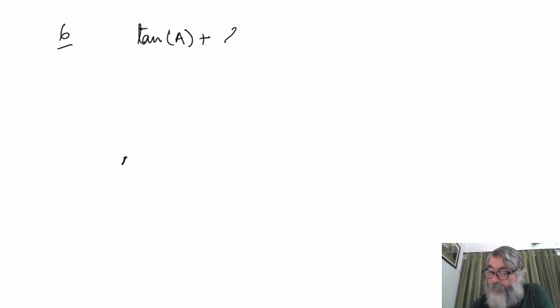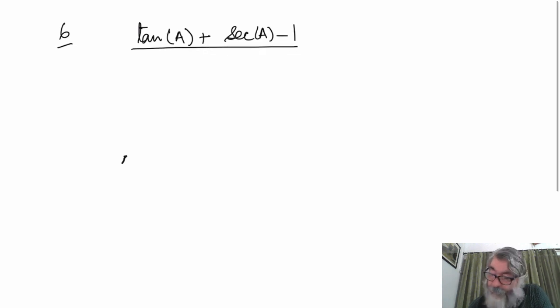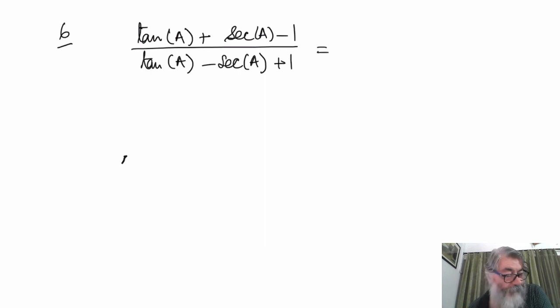What is the sixth question? It is (tan a + sec a - 1) upon (tan a - sec a + 1). It has to be proven equal to (1 + sin a) upon cos a.